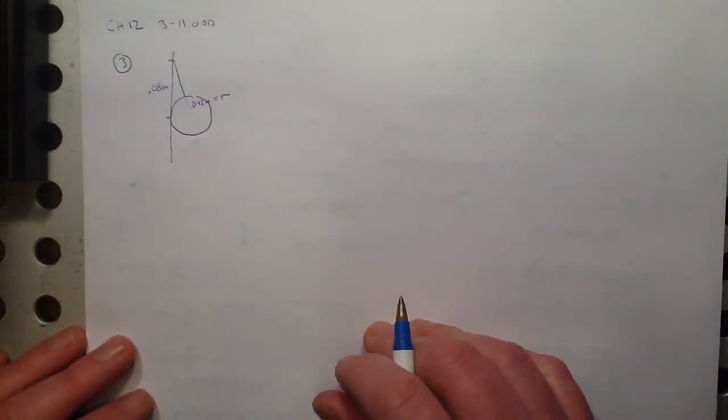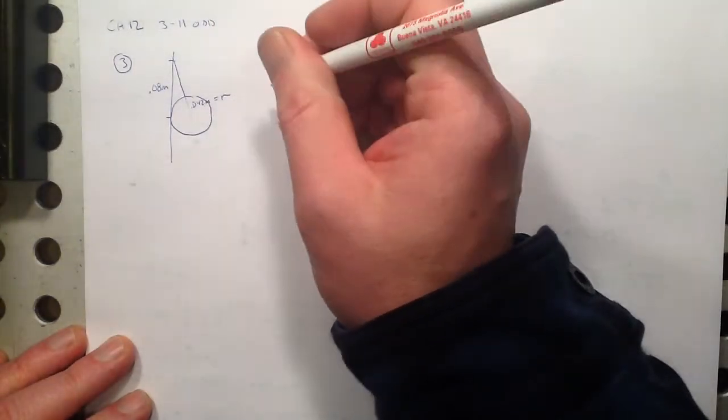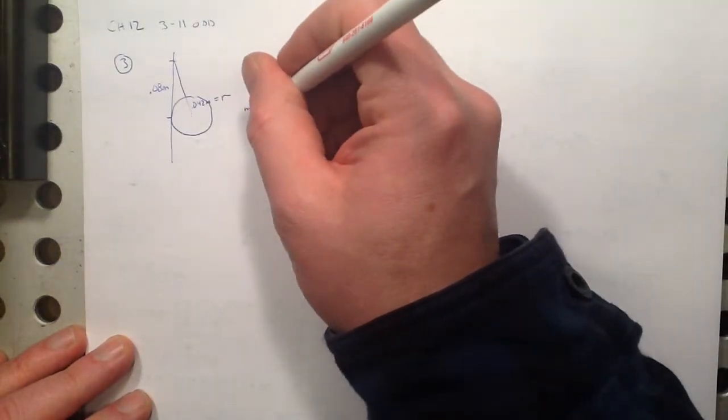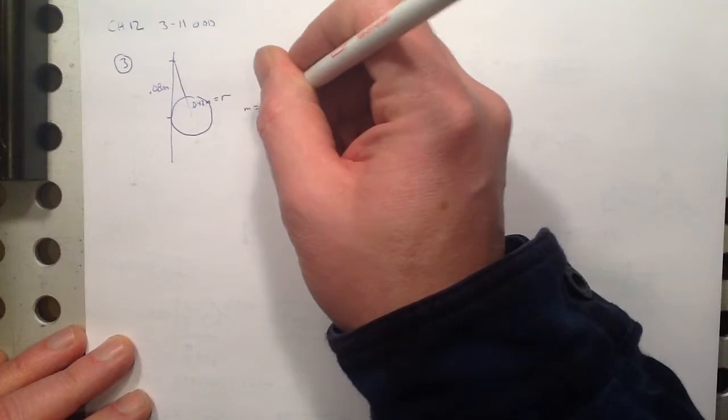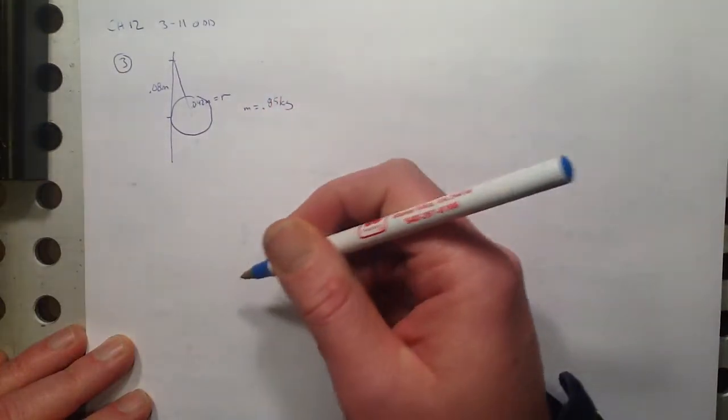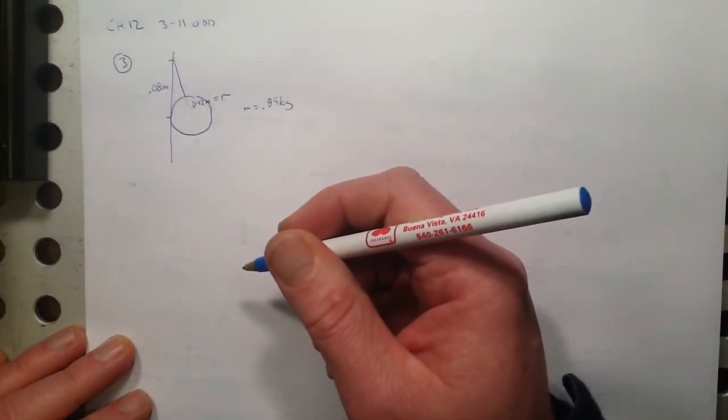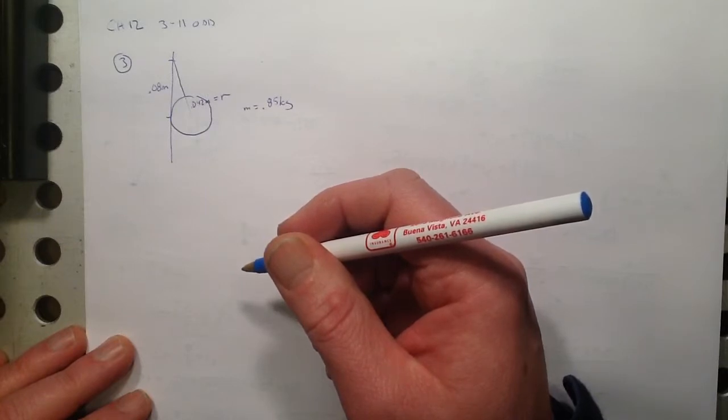It's held in place by a massless rope. The mass of the sphere is 0.85 kilograms. And they want us to find the tension in the rope and the force on the sphere from the wall.